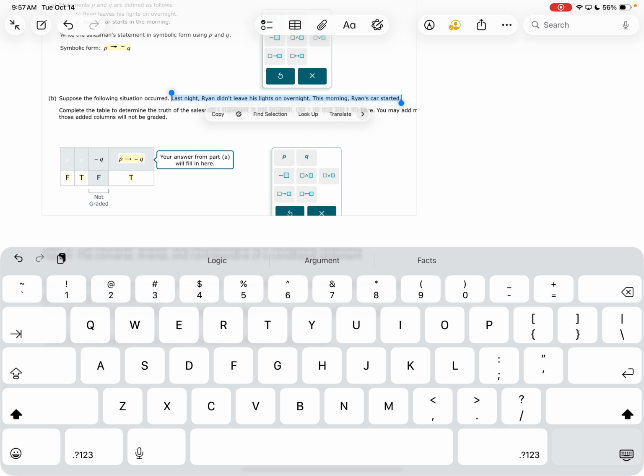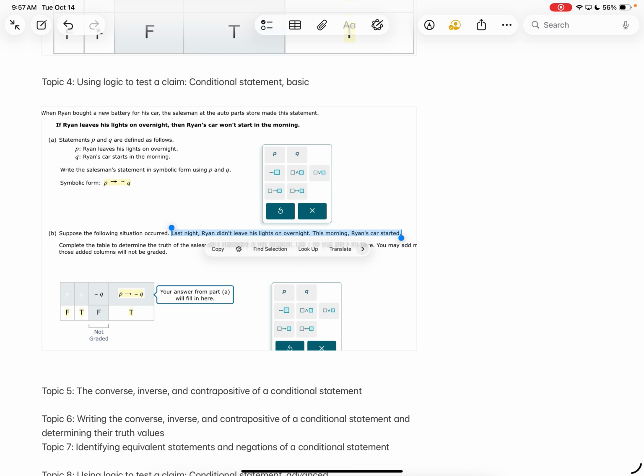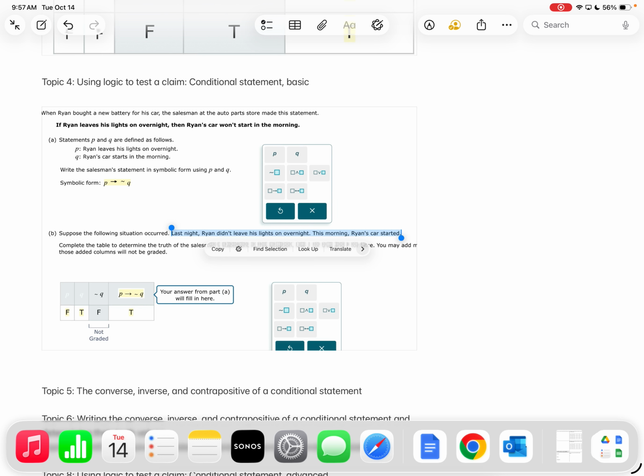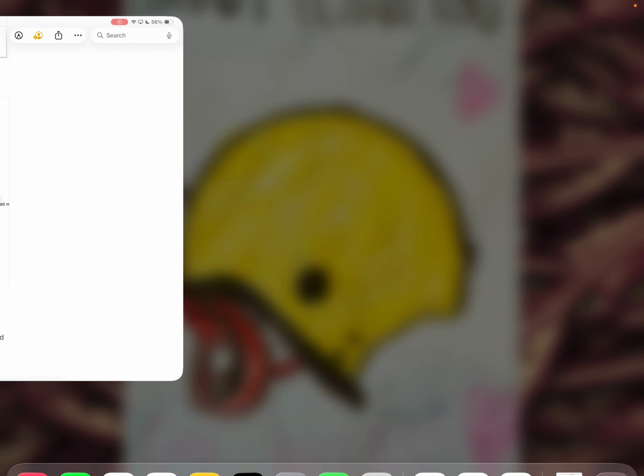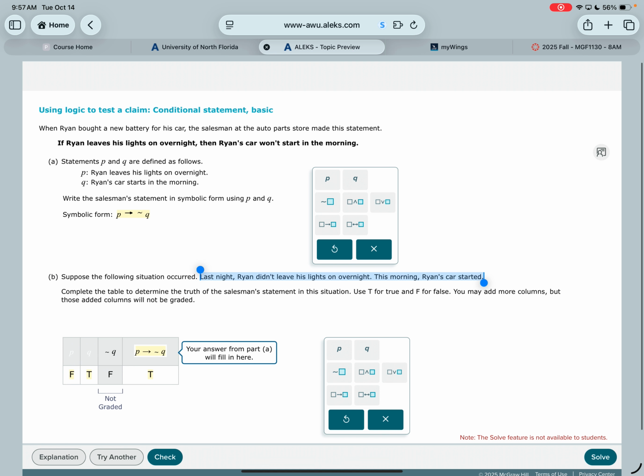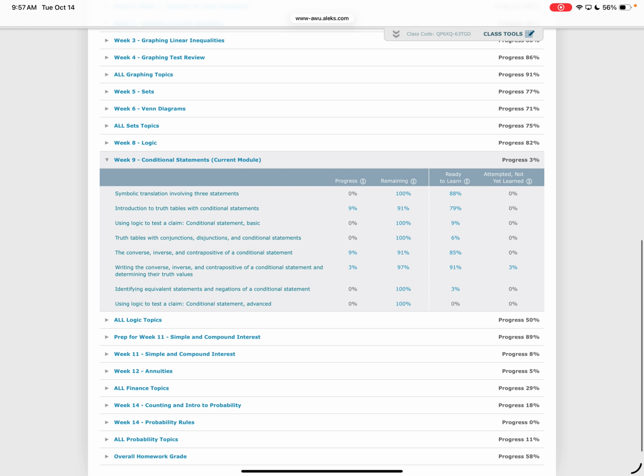All right, so that's the first part of this section. Don't pack up yet. We're not done. We are going to talk more about those conditional statements and different things we can do with them next.